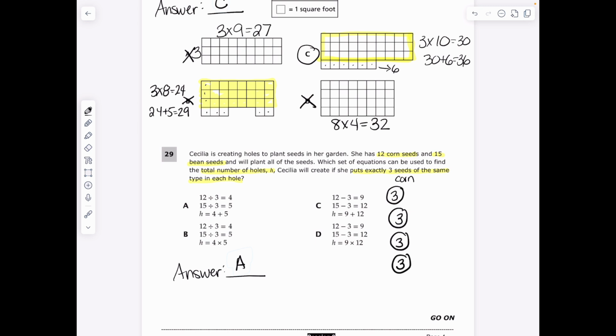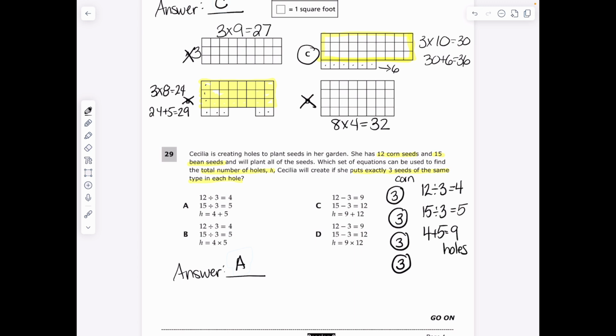So another way I can do this is I could have said, well, how many 3s, how many holes can I have? If I have 12 and I'm putting 3 in every hole, equal share, 12 divided by 3 is equal to 4. And now I know the same thing is going to happen with the bean seeds. I have 15 of them, and I'm going to put 3 in every single hole. So 15 divided by 3 is 5. So how many holes am I going to have? Well, I have 4 corn seeds and 5 bean seeds. So I know that I'm going to have altogether 9 holes.